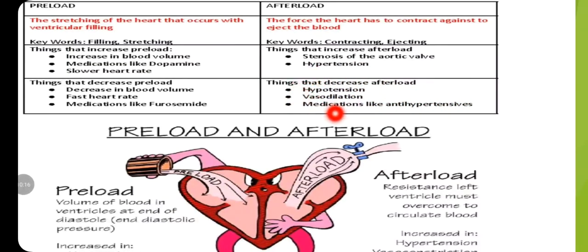These ones decrease the afterload because their aim is to reduce the degree of vasoconstriction or degree of stenosis. Yeah, that is preload and afterload.